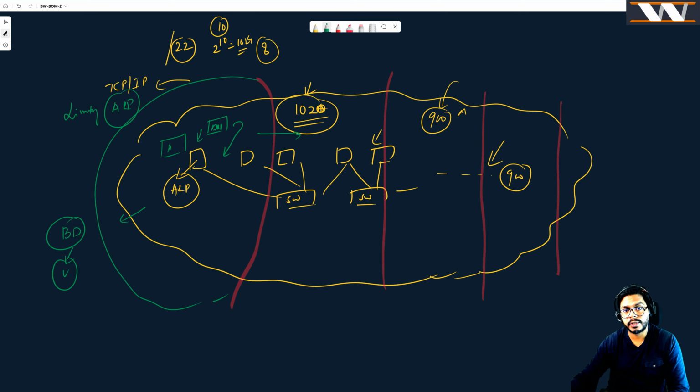So it is not advisable to have huge networks. And that is why you need subnetting. And that is why we understood subnetting.